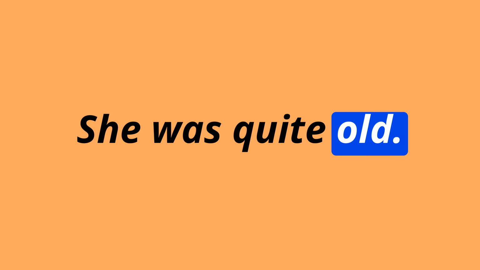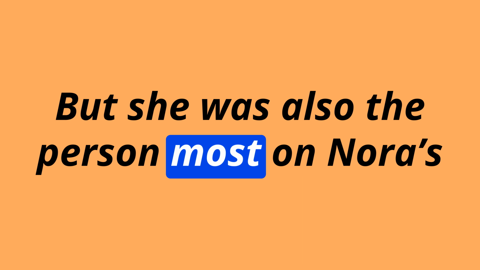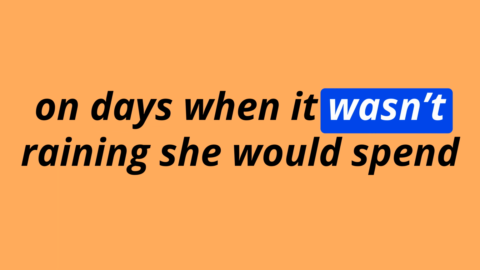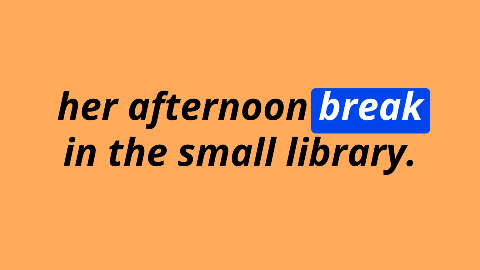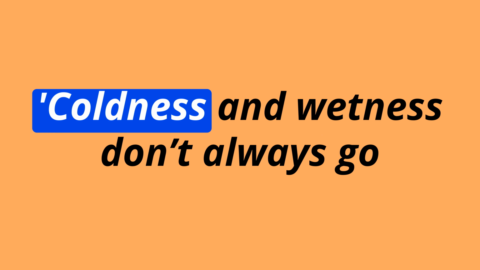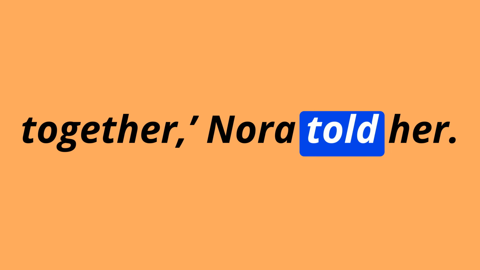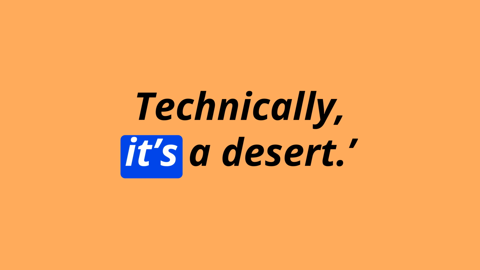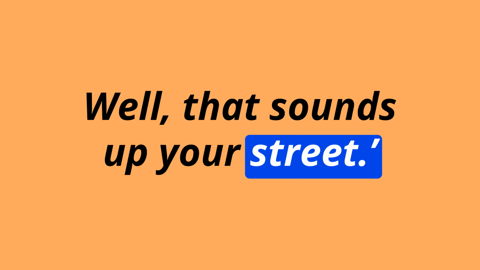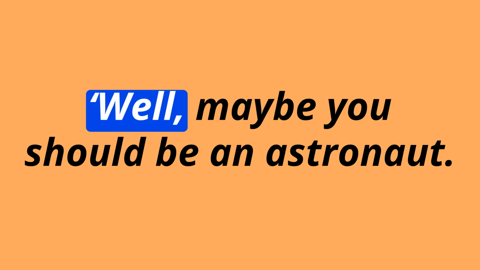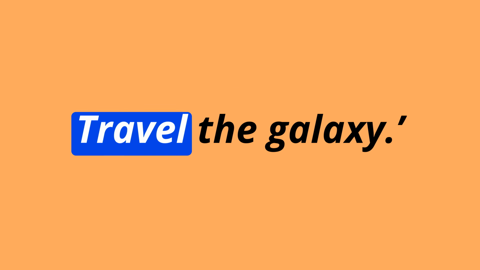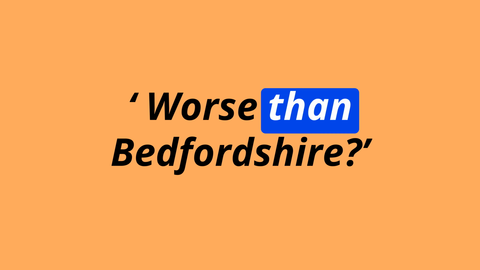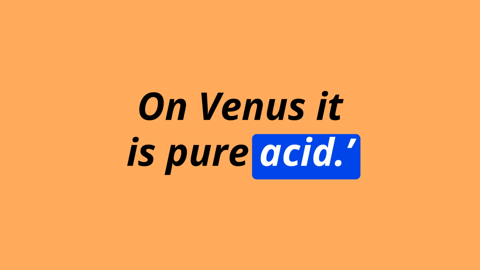She was quite old, but she was also the person most on Nora's wavelength in the entire school, and even on days when it wasn't raining, she would spend her afternoon break in the small library. "Coldness and wetness don't always go together," Nora told her. "Antarctica is the driest continent on Earth. Technically, it's a desert." "Well, that sounds up your street." "I don't think it's far away enough." "Maybe you should be an astronaut, travel the galaxy." Nora smiled. "The rain is even worse on other planets." "Worse than Bedfordshire?" "On Venus, it is pure acid."